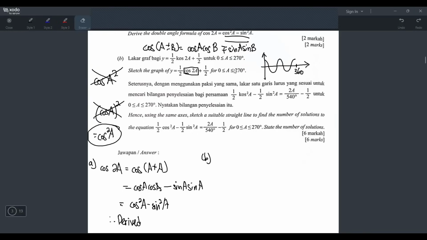Sekarang jangan tengok yang ni dulu. Don't look at this first. We only focus on the soalan, right? We only focus on drawing for 360 dulu. Yang 270 nanti last kali baru tengok. Okay, sekarang saya sudah berjaya buat cos 2A.